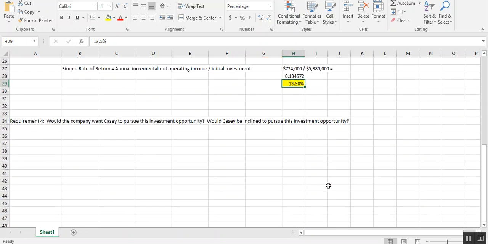All right, then requirement 4 says, would the company want Casey to pursue the investment opportunity? And would Casey want to pursue the investment opportunity? So we're looking at this question from the company's point of view and Casey's point of view, which is an interesting way to examine this.